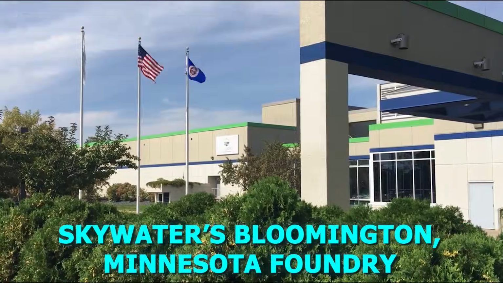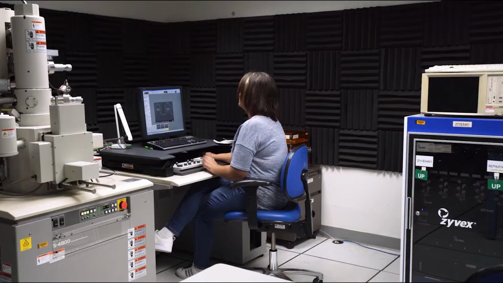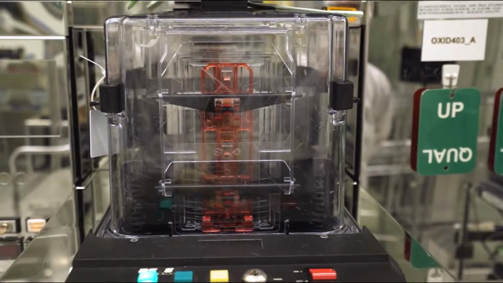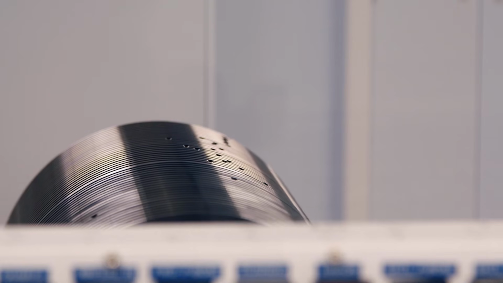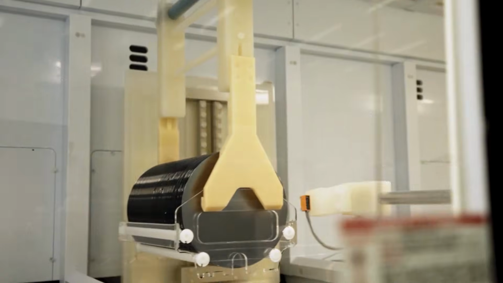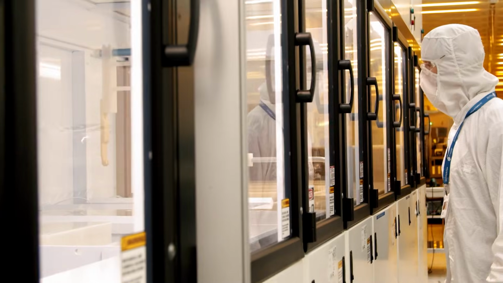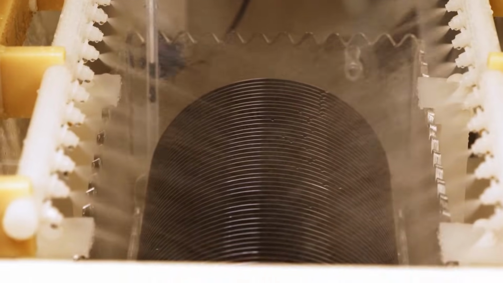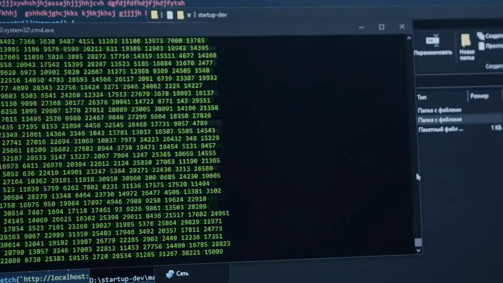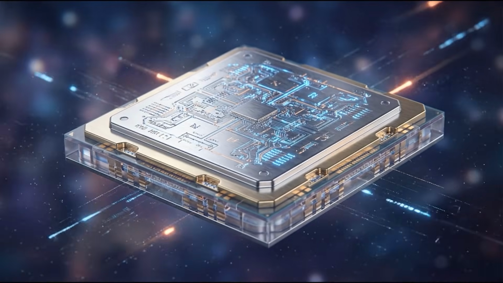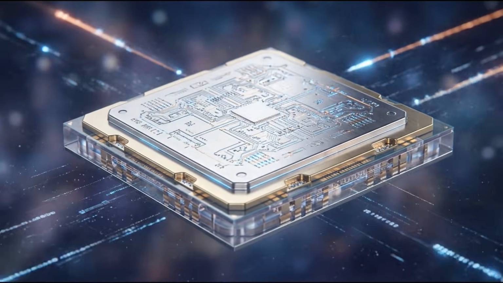All fabrication was completed at SkyWater's Bloomington, Minnesota foundry. The chips were tested using automated electrical characterization systems across entire wafers, ensuring consistency and reliability. The results confirmed that the architecture worked as intended, with early prototypes already outperforming comparable two-dimensional chips by roughly four times. Simulations of future designs reveal even more potential.